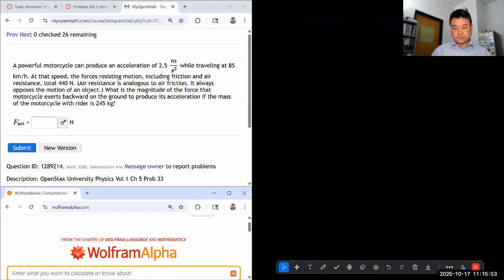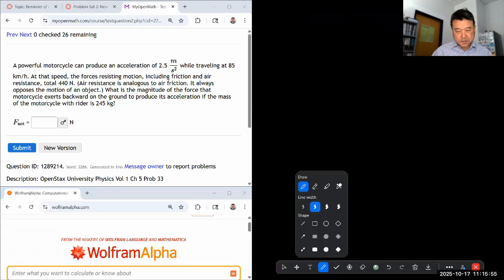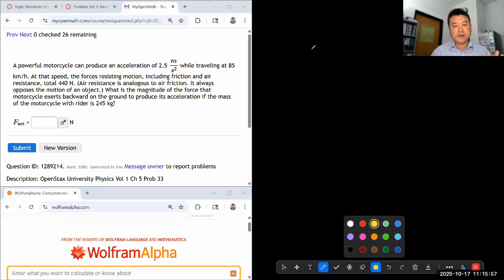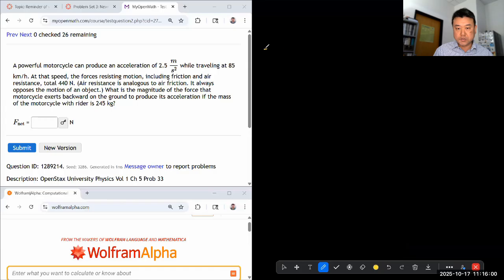So let me just sketch the picture so I can make sure I have a correct mental image. So I have a motorcycle. I don't know how to draw a motorcycle. That's my motorcycle. It's traveling with some speed, and it's producing some.